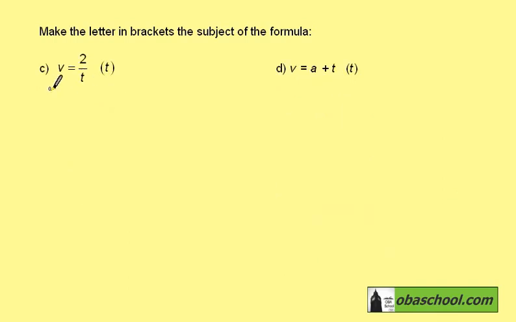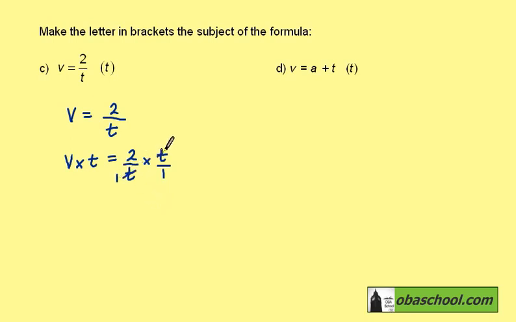We now have v equals 2 divided by t, and we want to make t the subject. So v is equal to 2 divided by t. Start by multiplying both sides by t. So v times t is 2 over t times t, which we can write as t over 1, since we're dealing with fractions on the right-hand side.